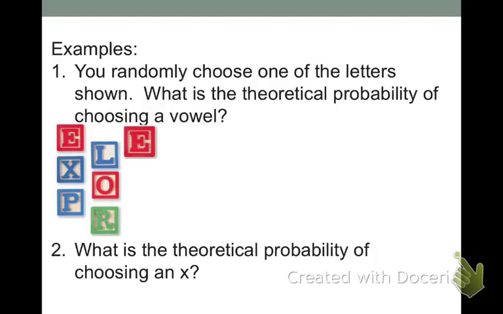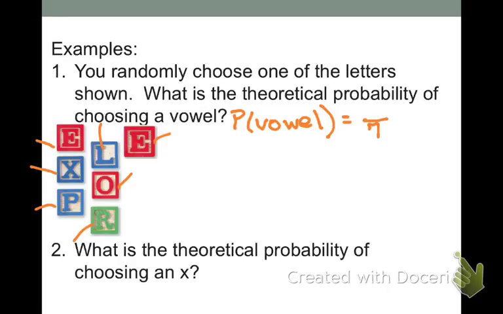So let's practice this. You randomly choose one of the letters shown. We have E, X, P, L, O, R, and E. What is the theoretical probability of choosing a vowel? Well, how many letters do I have? Let's write our notation down. I've got the probability of a vowel. And I see that I have 7 total letters. So I have 1, 2, 3, 4, 5, 6, 7 letters.